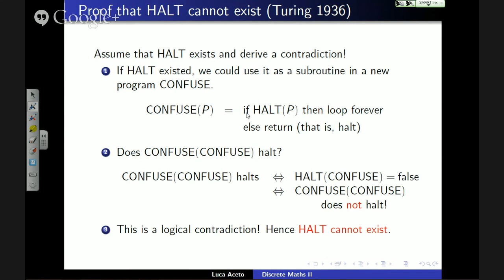Then halt returns a Boolean. If the Boolean is true, confuse loops forever. And instead of loop forever, write whatever loop forever program you like. While true, do nothing. Or while true, do increment X. If halt P returns false, then we take the else branch and we finish.